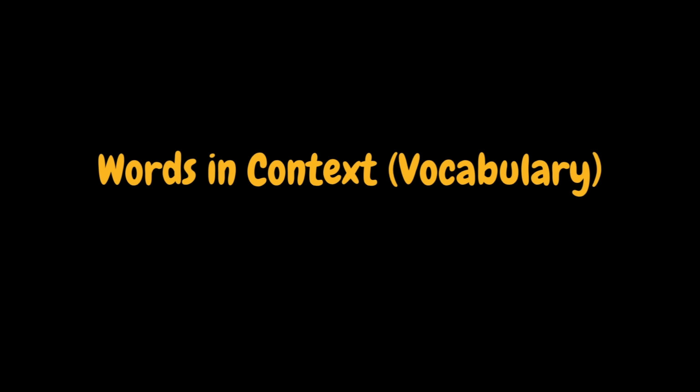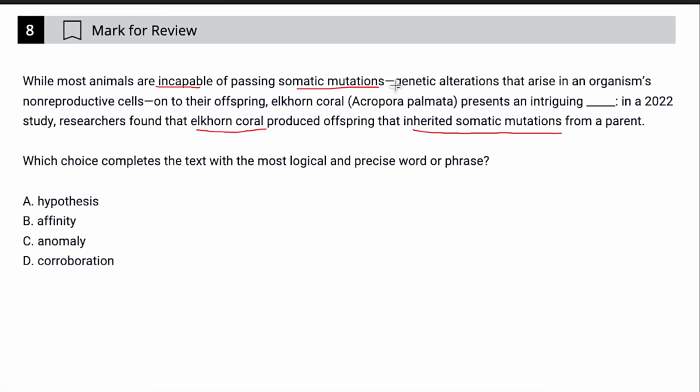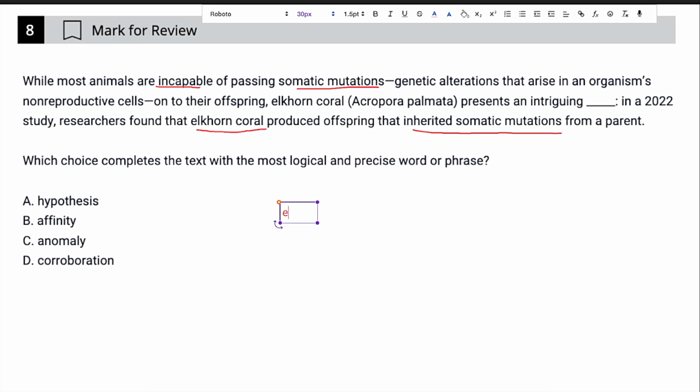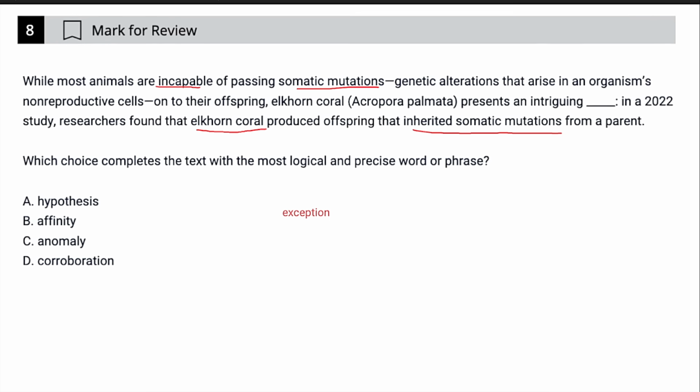And it's saying that researchers found elkhorn coral produced offspring that inherited some mutations. And this starts off with, "while most are incapable of passing mutations." So this is an exception to the rule. My prediction here would be "exception," and then I just need to match that to my answer choices. "Hypothesis" does not work. "Affinity" does not work. An anomaly is an exception. D, "corroboration," does not work. And yeah, an anomaly, the correct answer, is basically something that is out of the norm.